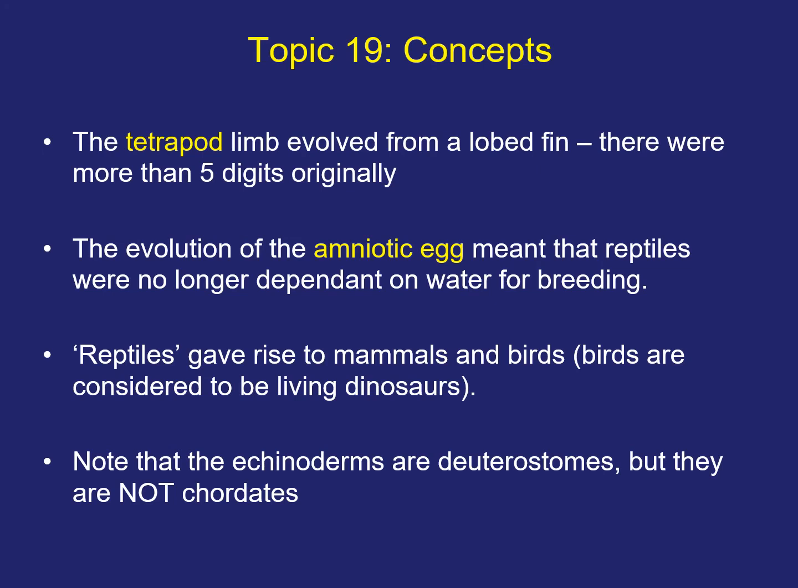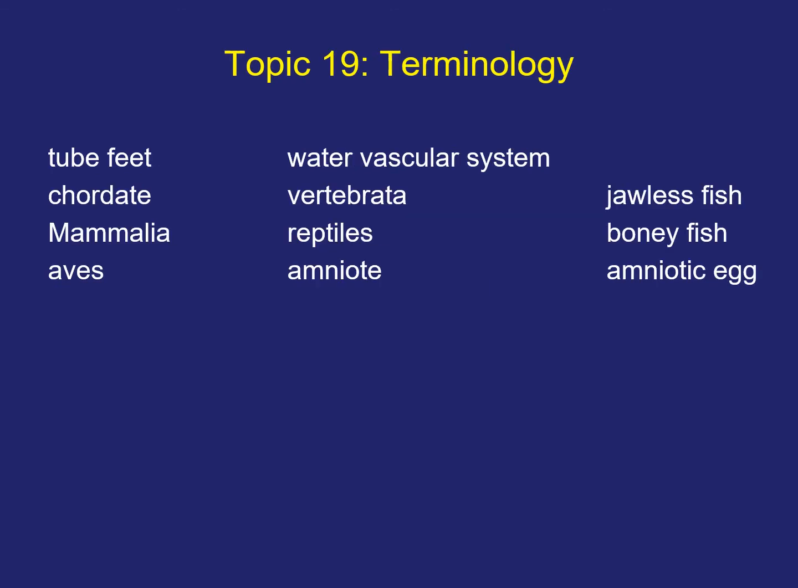Note that the echinoderms are deuterostomes, but they are not chordates. They don't have that pharynx. They don't have any of those other traits that we've discussed. And here's the terminology. And I am sorry that we had to kind of rush through this, but hopefully you found this quite interesting.